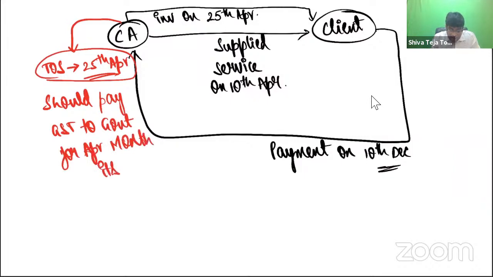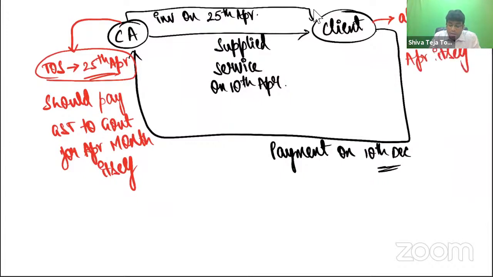April month itself means when he is filing 3B of April month, in the month of May, he has to pay the GST to the government. He has to pay GST to the government. So now the interesting point to be noted here is that the chartered accountant has paid GST to the government and the client also claimed input tax credit in April itself.